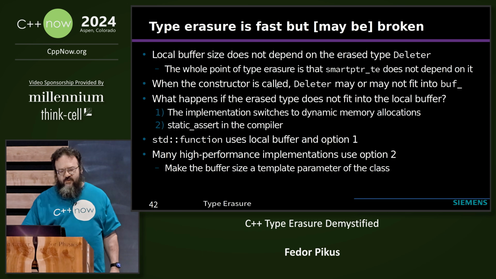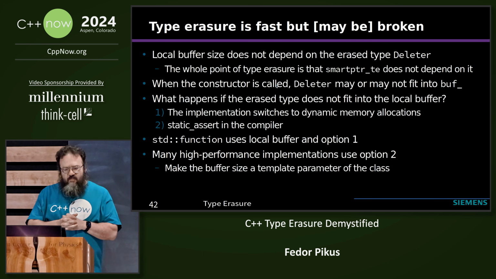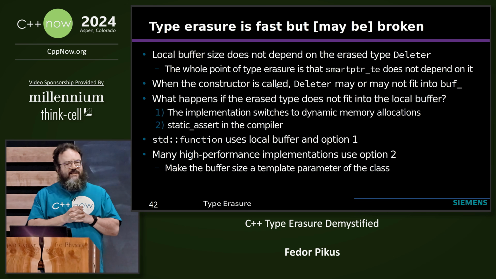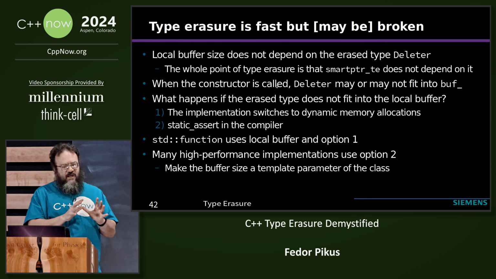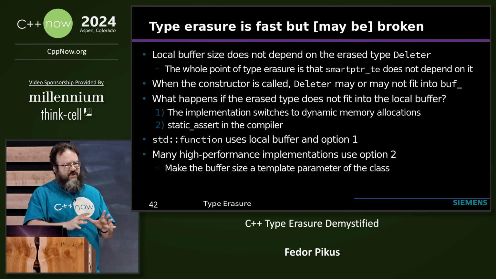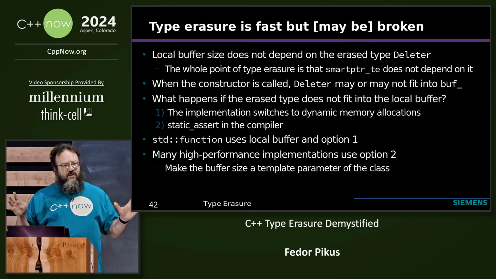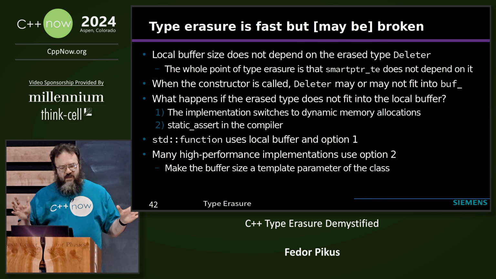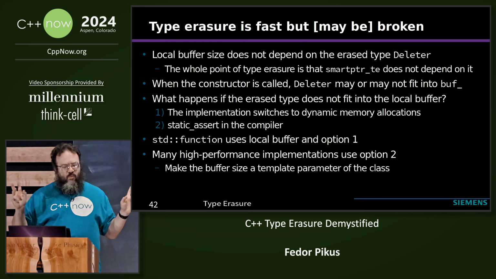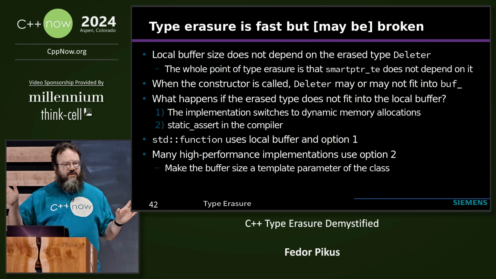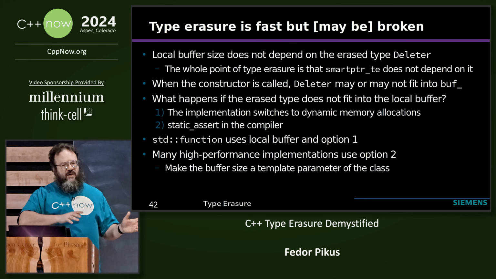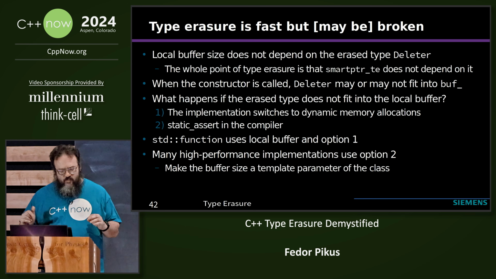So the local buffer optimization also doesn't work all the time. First of all, the deleter may be too large. Remember, the smart pointer class does not depend on the deleter type, which means whatever size of the local buffer you decided, that's what you get. The deleter is given to the constructor, can be too large. Well, you have two options. It's a design decision. One is, and that's, for example, what std function does. It switches to dynamically allocated memory. So it has a condition check. If the function, in this case, not deleter, if the function is small enough, it puts it in a local buffer. If it's bigger, use dynamic allocation.